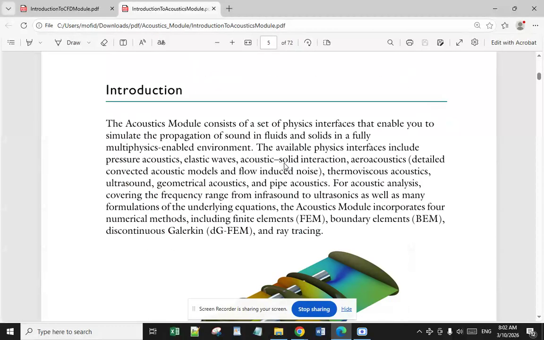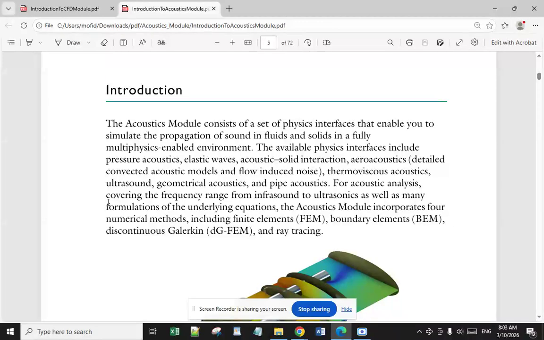The acoustics module consists of a set of physics interfaces that enable you to simulate the propagation of sound in fluids and solids in a fully multiphysics-enabled environment. The available physics interfaces include pressure acoustics, elastic waves, acoustic-solid interaction, aeroacoustics, detailed convected acoustic models, fluid-induced noise, thermoviscous acoustics, ultrasound, geometrical acoustics, and pipe acoustics.